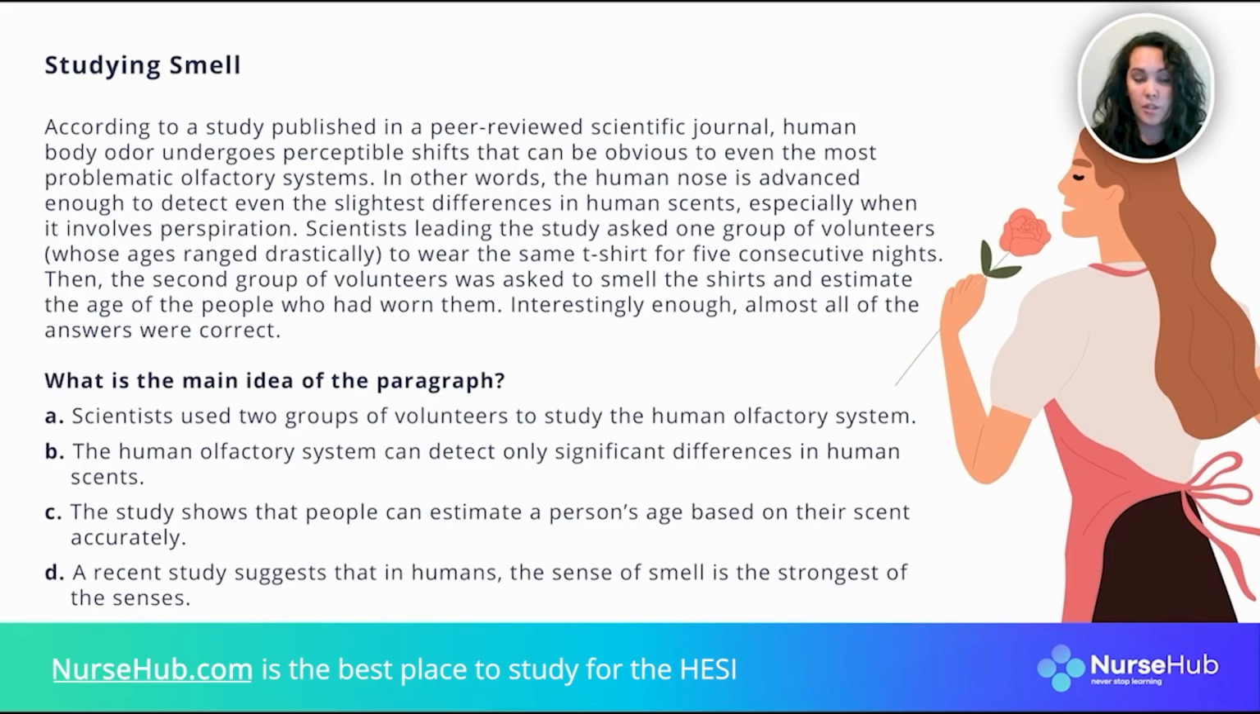Scientists leading the study asked one group of volunteers, whose ages ranged drastically, to wear the same t-shirt for 5 consecutive nights. Then, the second group of volunteers was asked to smell the shirts and estimate the age of the people who had worn them. Interestingly enough, almost all of the answers were correct.